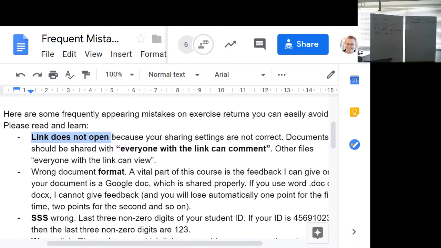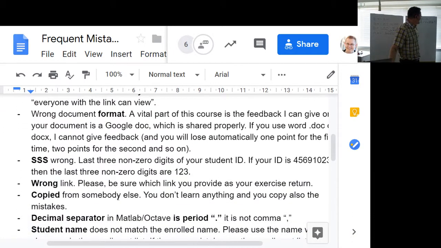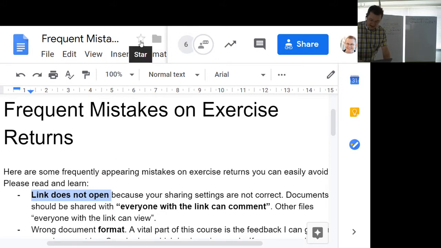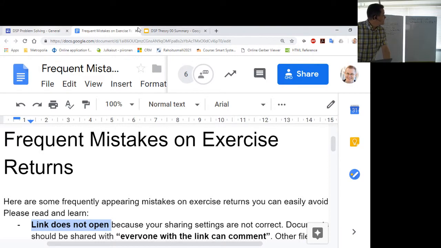Wrong document format, meaning you are not using Google, unless I have specially given you permission to do it. So no Word documents. This is Google for a good reason. It simplifies my life. Yep, and there are some other mistakes to make. So just pay attention to this, and you will be okay.